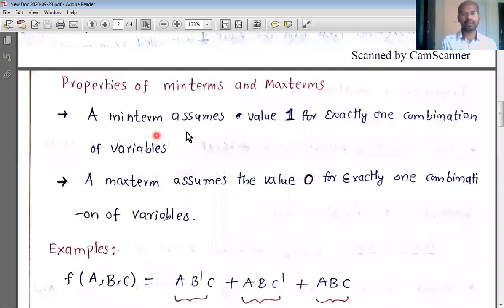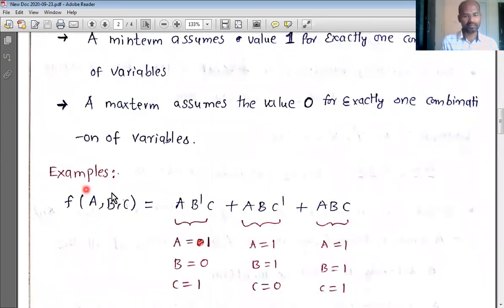Whereas a min term will have a value 1 only for one combination out of 8 combinations. For the rest of the 7 combinations, it will have value 0. Let's see, is it indeed true? Let's understand this with some examples.